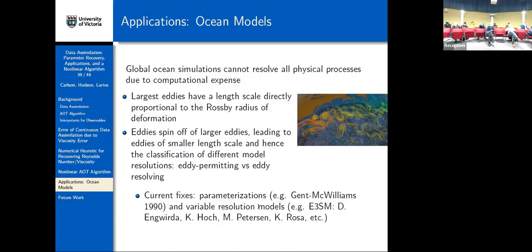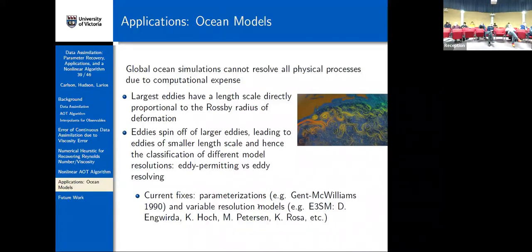So those are variable resolution models, or, to recover some of these subgrid scale effects, you work with parameterizations. You basically parameterize what's actually happening at the subgrid scales because you can't actually simulate them. So what we wanted to do was see if data assimilation would help recover some of those subgrid scale effects based on what it was telling us about the viscosity error. So we can get this convergence up to an error determined by the viscosity error.